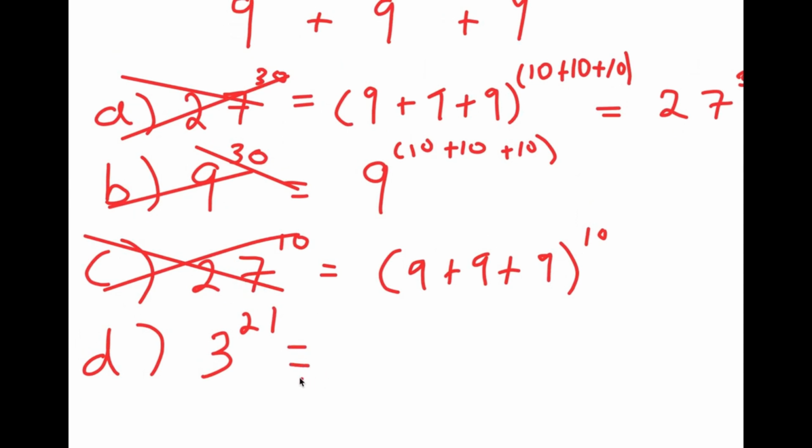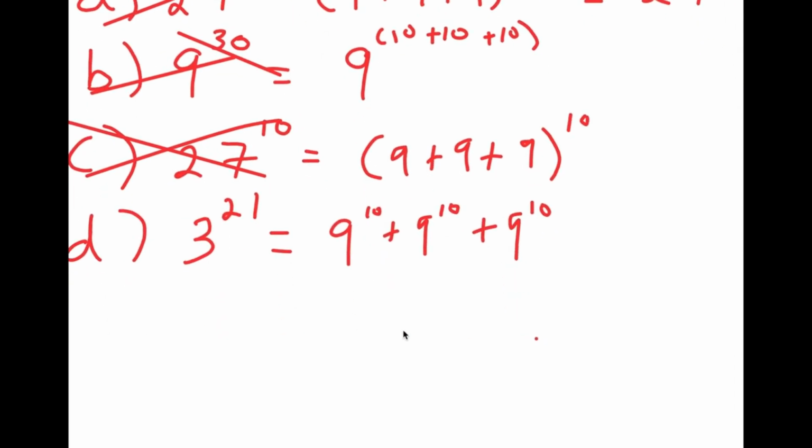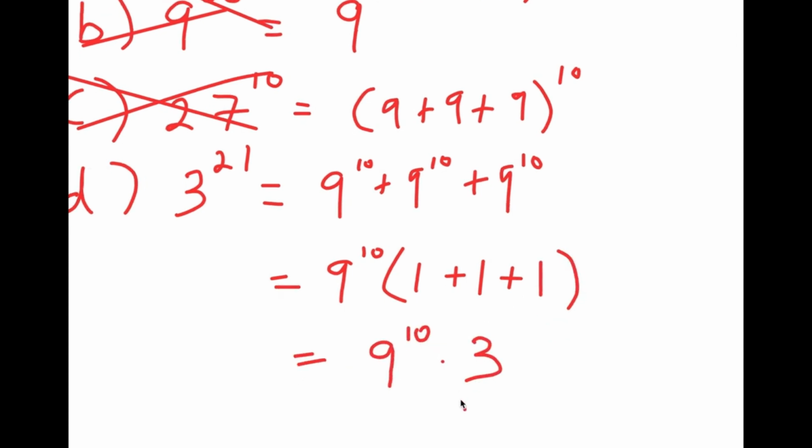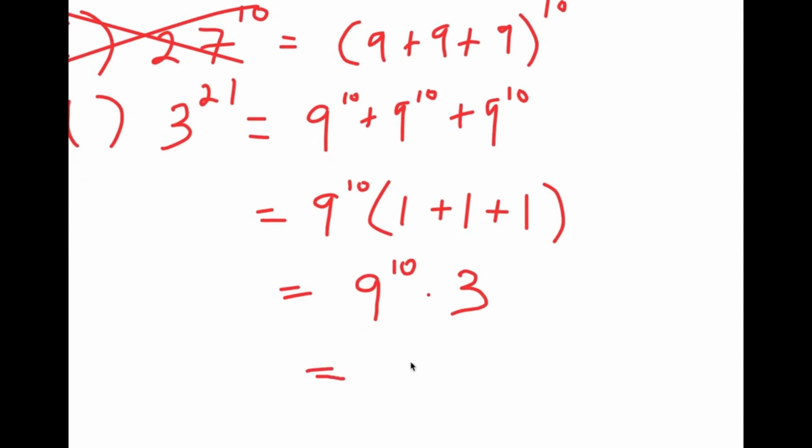Now 3^21, which is by process of elimination the right answer, we're going to see how they got this. So we first start with 9^10 plus 9^10 plus 9^10. And I'm going to factor out 9^10. So I get 9^10 times (1 plus 1 plus 1), which is equal to 9^10 times 3. And now this is equal to (3²)^10 times 3.